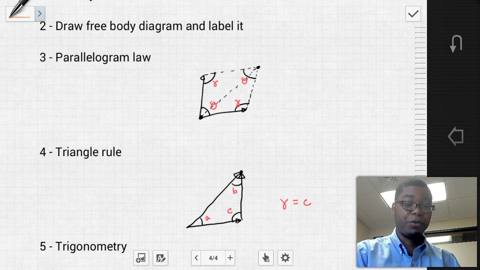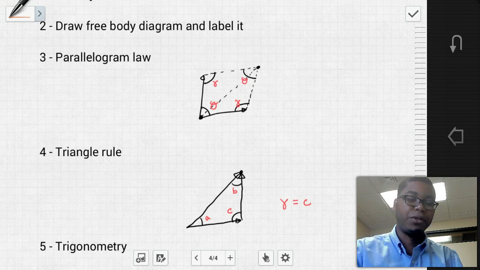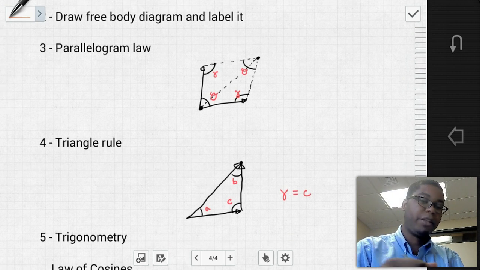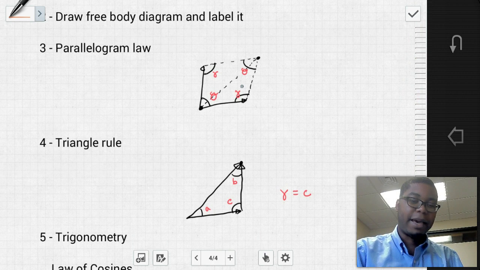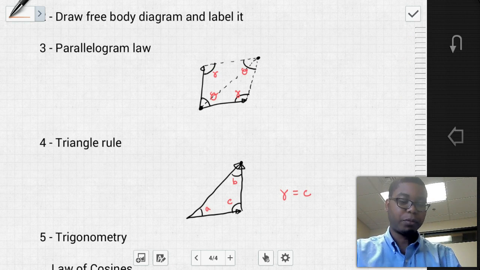The next step is to use the triangle rule. With the triangle rule, you're going to get some different interior angles, the angles A and B, and those are quite useful angles as well. Notice that with the parallelogram law, the angle gamma that you have here is the same as angle C from the triangle rule. This is a very important thing to note, because this is how we link information from the parallelogram law and use it in the triangle rule.